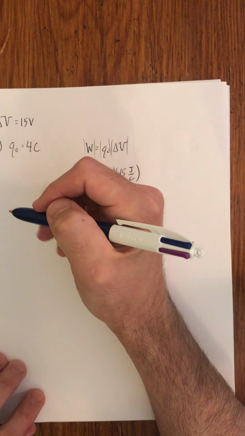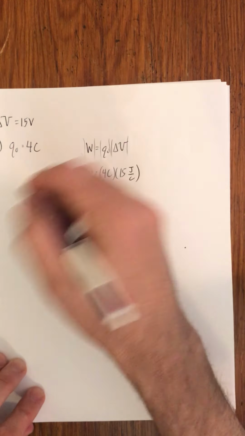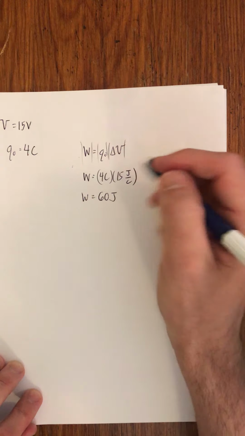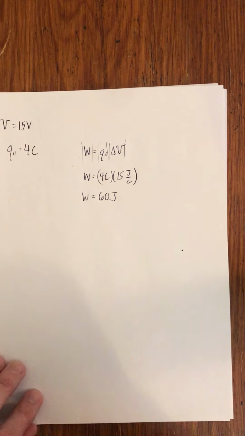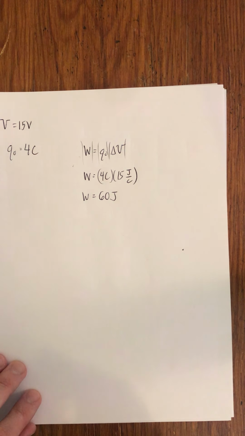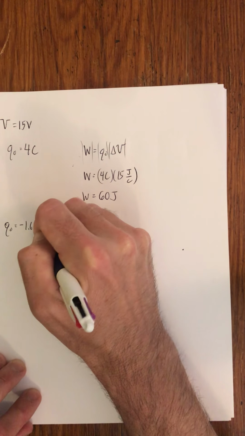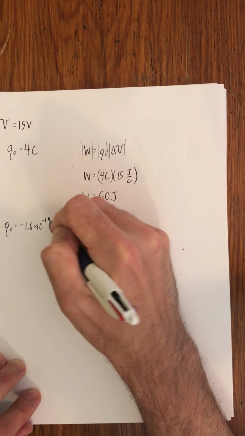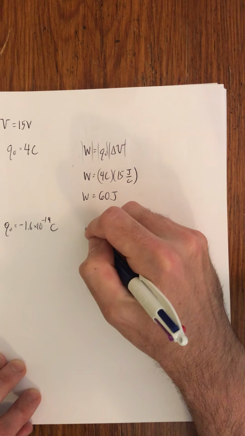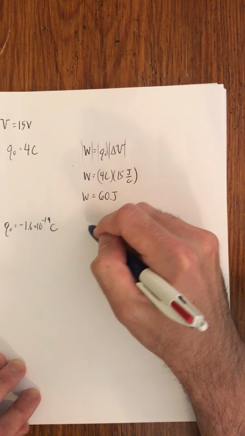We didn't do the part B of this, so let's do part B. 1B. An electron through a potential difference. Okay, so an electron we know has a Q naught of negative 1.6 times 10 to the negative 19th coulombs. We're asked to find this in both joules and electron volts, right?